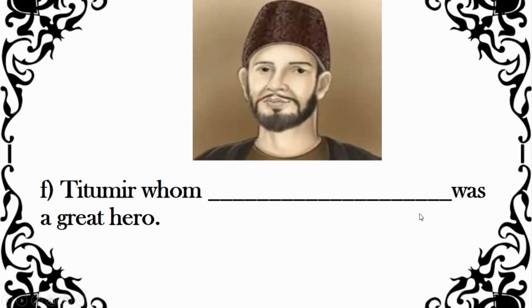Titumir, whom Dash was a great hero. That means we have to talk about this great leader, Titumir, and we all know he is well known for building a fort made of bamboo to resist the British. He was a peasant leader and he was very well known for his activities in his time and afterwards. So, Titumir, whom we all know for what reason, we have to say something about this great leader. So we can complete it in this way.